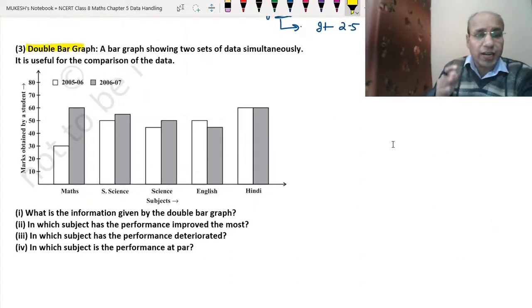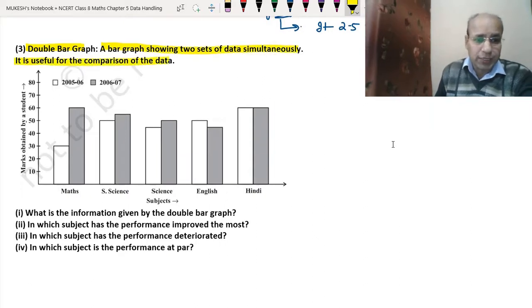We are showing two graphs with the same data, or two different sets of data, simultaneously. The bar graph shows two sets of data simultaneously, and it is useful for the comparison of data. Here in this example, the performance in different subjects is given for two different years, 2005-6 and 2006-7. This is the set for 2005-6, and this is the set for 2006-7. The same is shown for other subjects also.